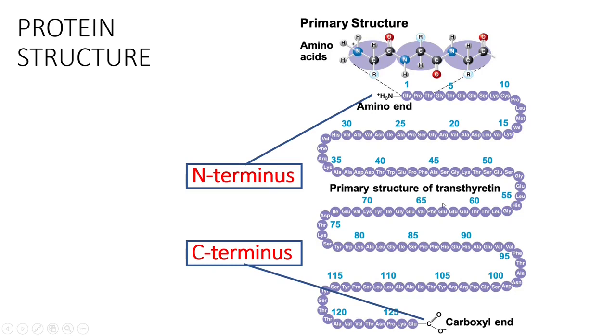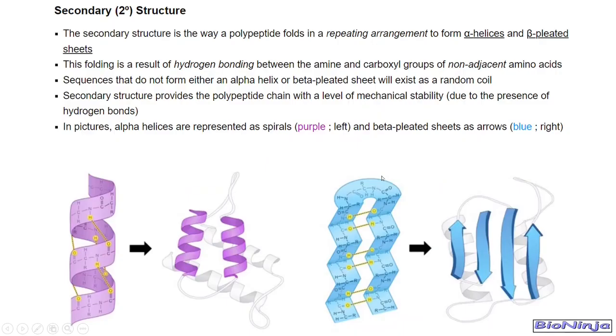The next question is, what is the secondary structure? Well, the secondary structure is where the foldings will be happening. As you can see here, this is a special polypeptide fold, and this happens in a repeating arrangement, and it will form two important forms, which are alpha helices and also what we call beta pleated sheets. The alpha helix over here is colored purple in the picture.